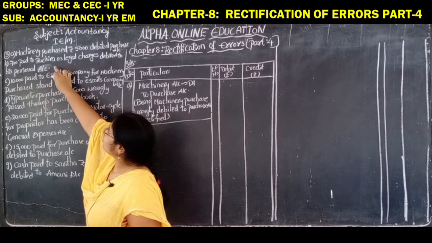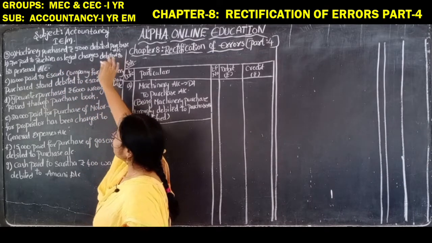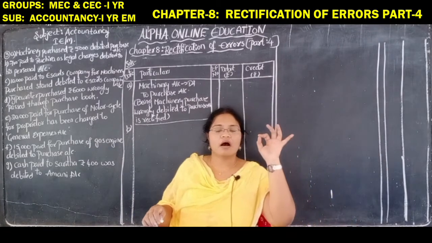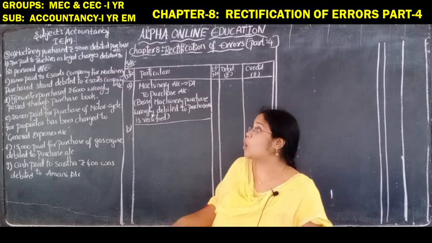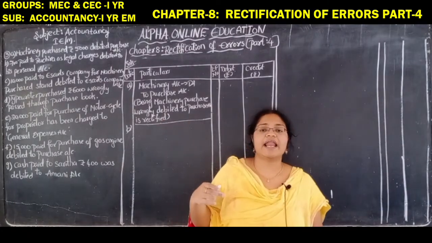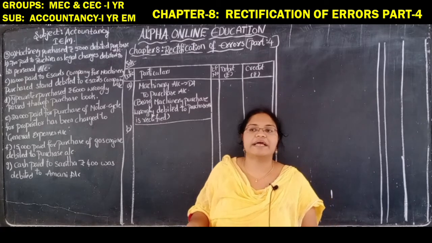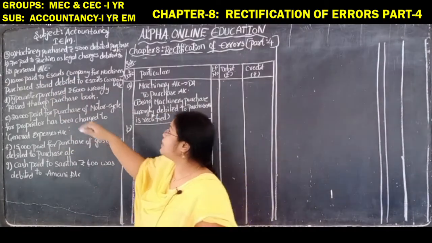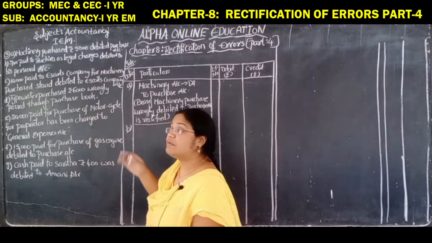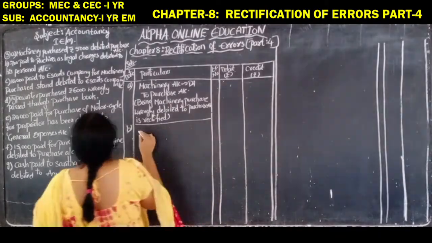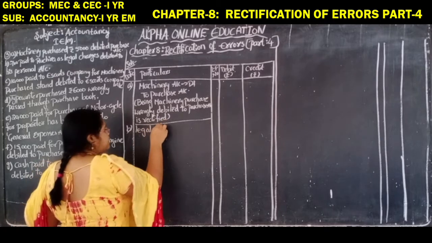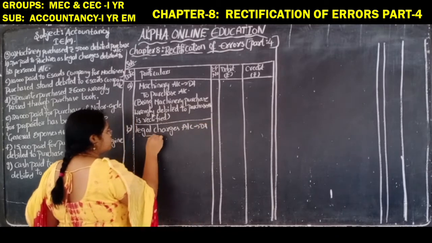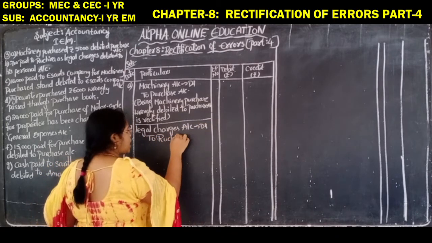700 paid to Ruchira as legal charges, debited to his personal account. So what will be the entry? Legal charges means expenses. All expenses and losses are debited. So legal charges account debit to cash account, but they have debited to personal account, means they have debited the Ruchira account. So now we will credit that account by writing the entry like this: legal charges account debit to Ruchira account.